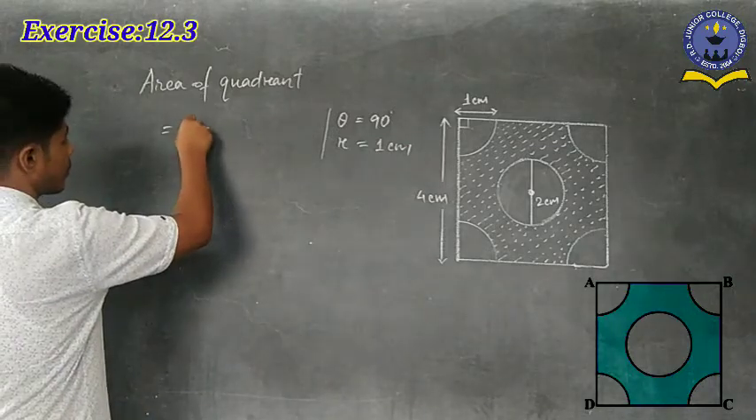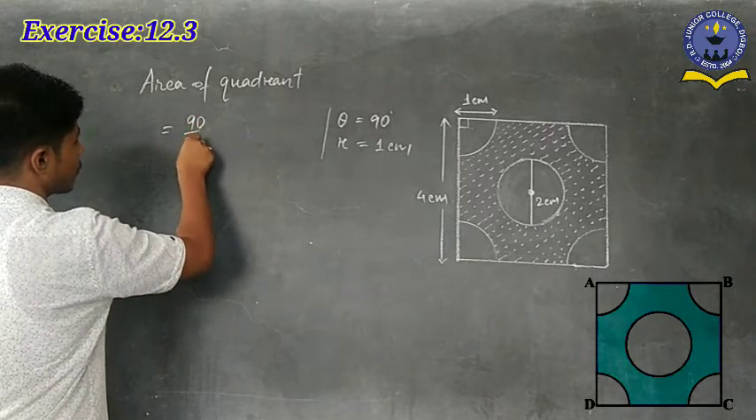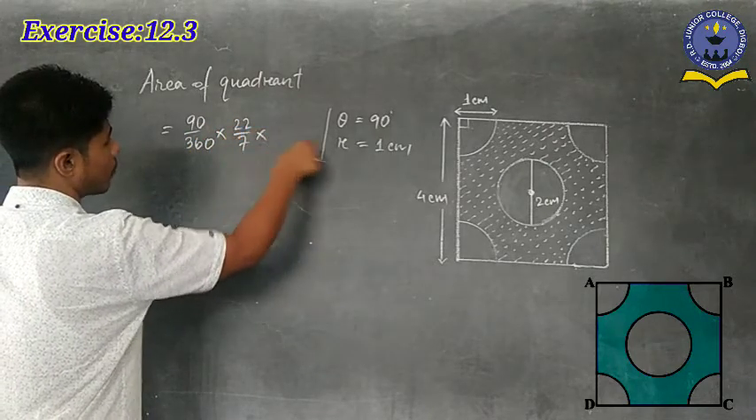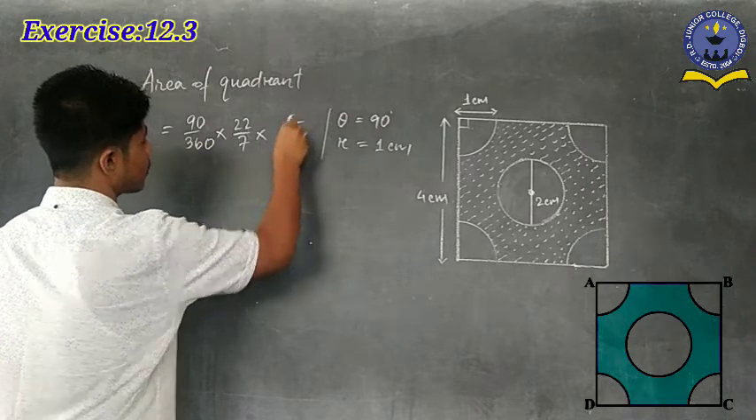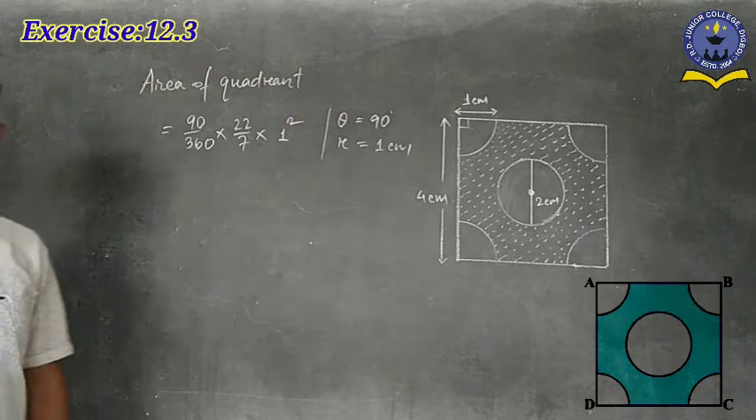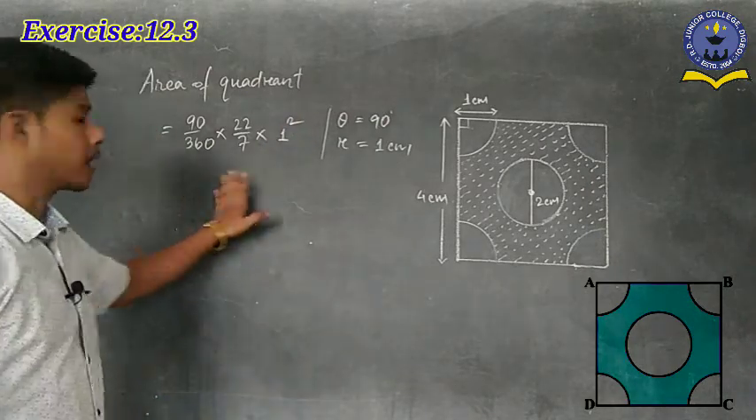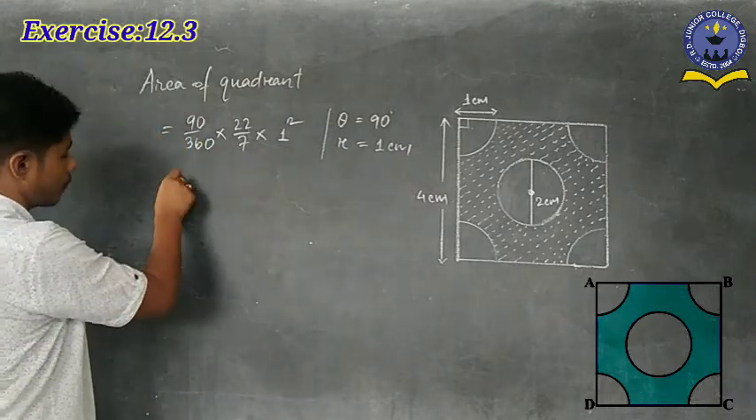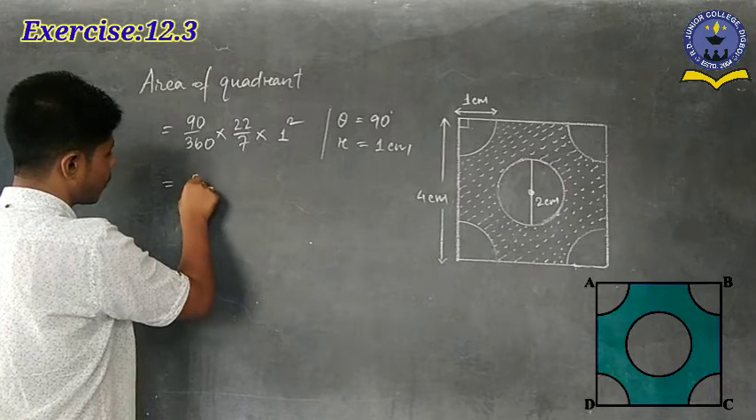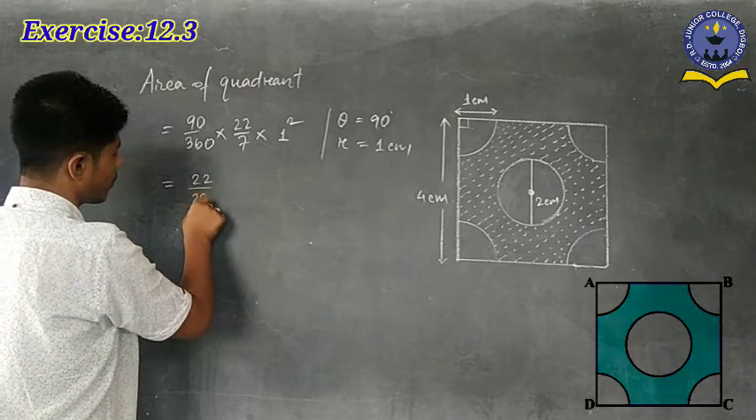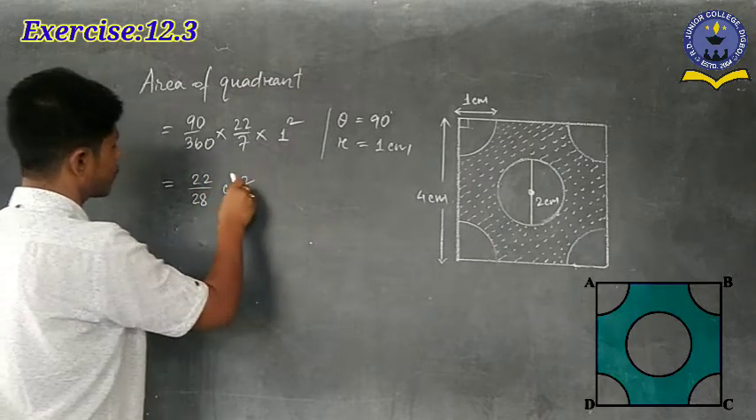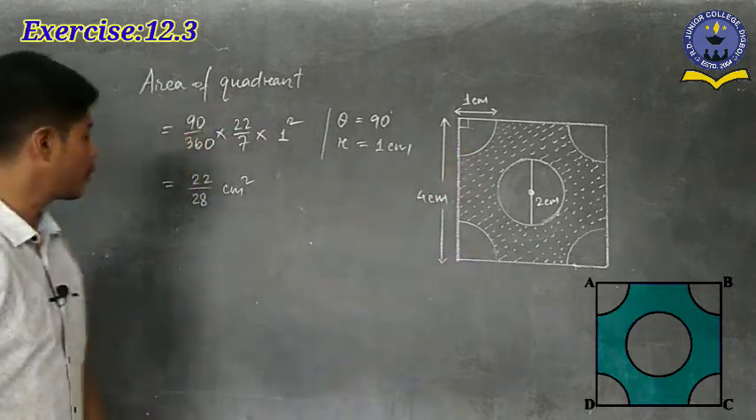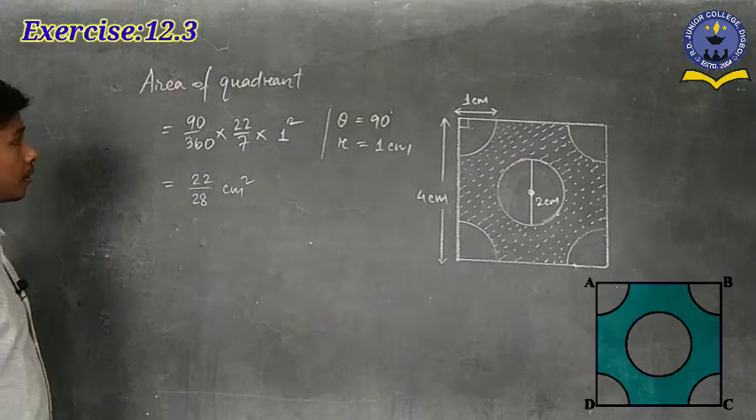Theta by 360, that means 90 by 360 into pi, that means 22 by 7, into r square. R means what? 1. So that's how we write it, 1 square. Is it clear? So in this way easily we can find the area of quadrant. And the value of this result is how much? If we calculate this whole part, then we get here 22 by 28 centimeter square. So the area of one quadrant equals 22 by 28 centimeter square.